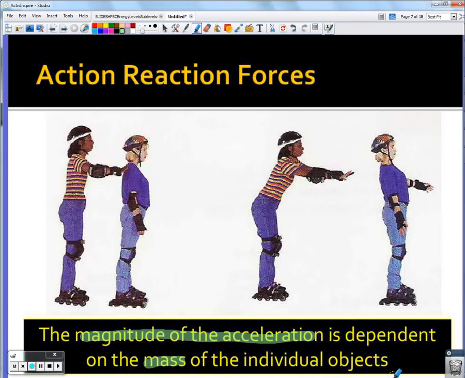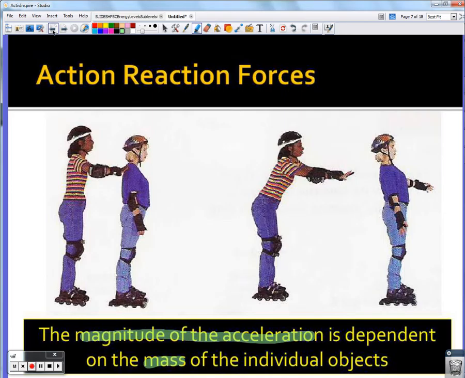Okay, so they both experience acceleration, but different magnitudes of acceleration due to their different masses. Now, if you have been paying attention, some of the things that I've been saying might seem contradictory to some things that I've discussed earlier.